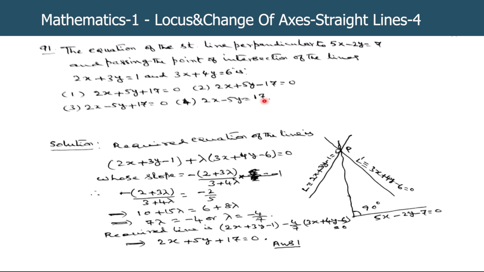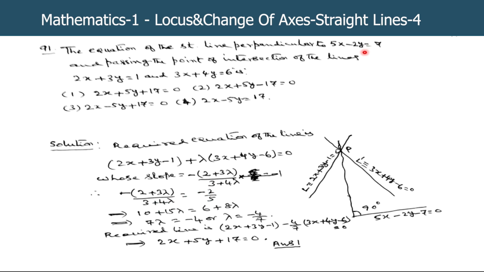So, therefore, the required straight line is of the form 2x plus 3y minus 1 plus lambda into 3x plus 4y minus 6 equal to 0, whose slope is minus of 2 plus 3 lambda by 3 plus 4 lambda. But because it passes through the intersection and is perpendicular to the line 5x minus 2y is equal to 7, this slope must be equal to minus 2 by 5.